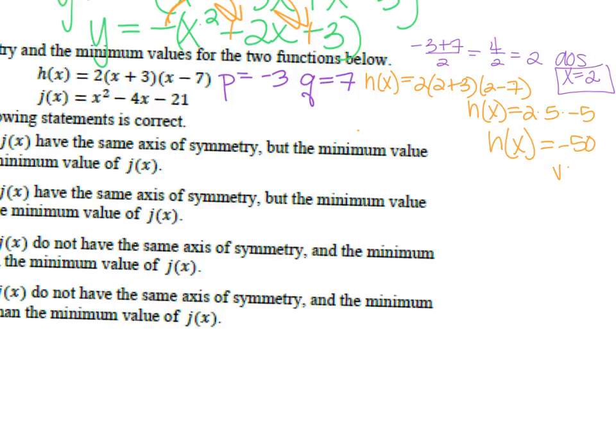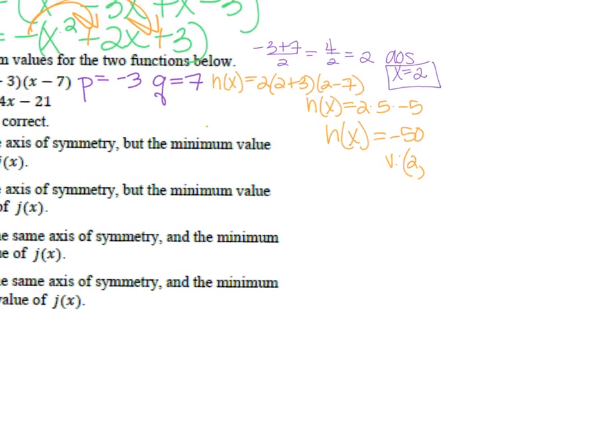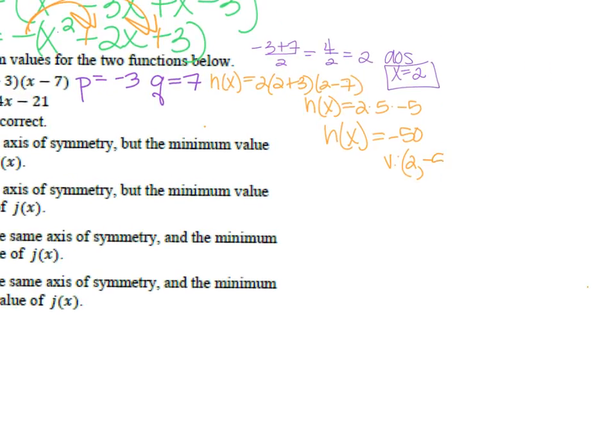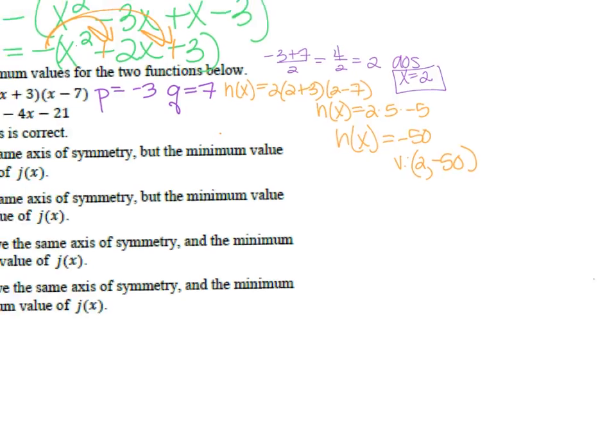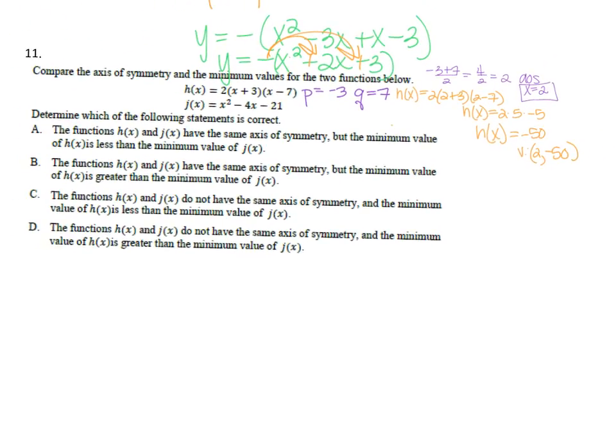That means my vertex is going to be 2, negative 50. Let's move over for some more room. That's my first one. So my first one is 2, negative 50, and my axis of symmetry is 2. Now let's solve for the other one.